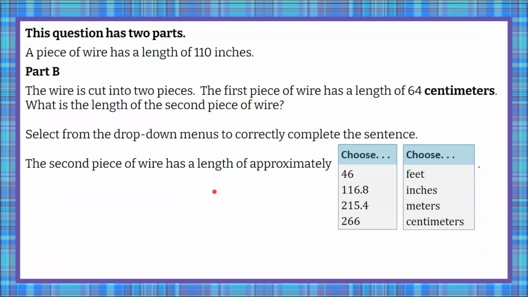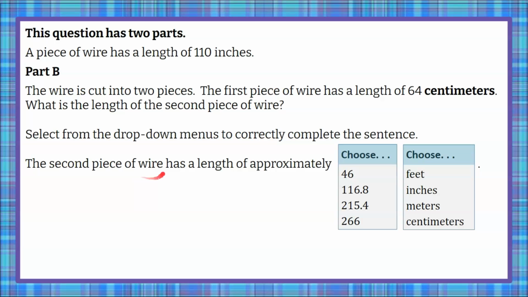Let's move on to part B. Our wire still has a length of 110 inches, and part B states the wire is cut into 2 pieces. The first piece of wire has a length of 64 centimeters. What is the length of the second piece of wire? We're going to select from the drop-down menus to complete this sentence correctly.